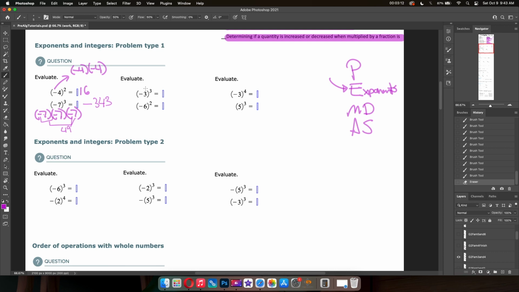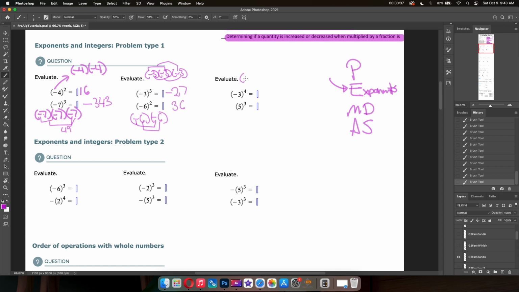So this one, we have negative 3 times negative 3 times negative 3. Double negative is a positive. Have another negative, and that's going to be a negative answer. 3 times 3 is 9. 9 times 3 is 27. This is negative 6 times negative 6. Negative times a negative is a positive. 6 times 6 is 36.